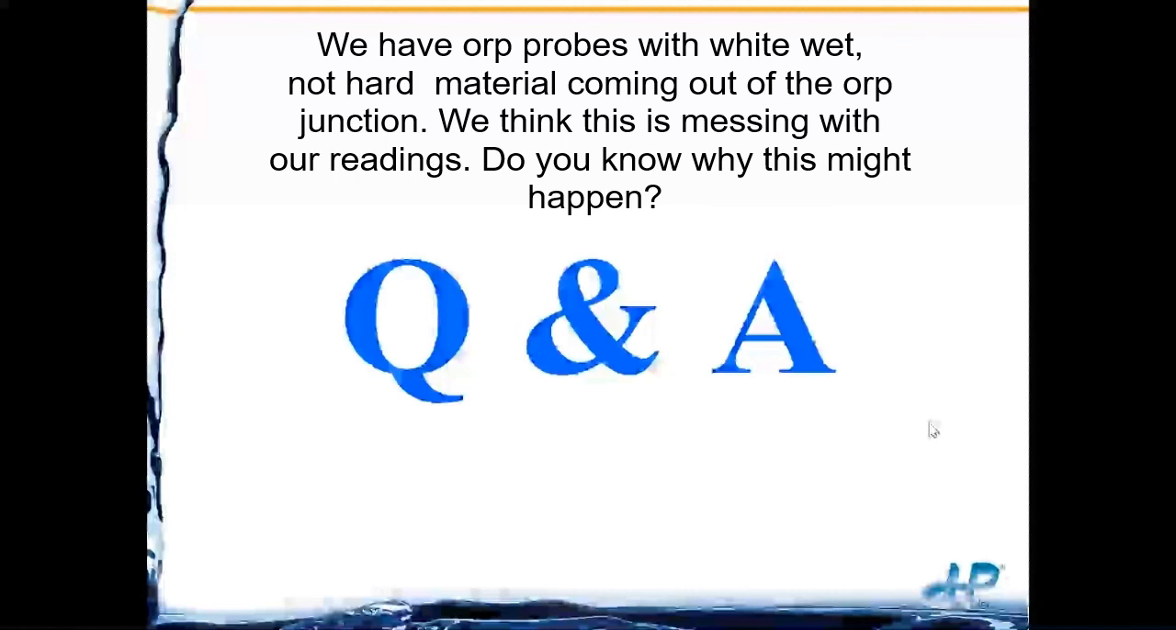Okay, so next question here is, we have ORP probes with white, wet, not hard material coming out of the ORP junction. We think this is messing with our readings. Do you know why this might be happening? Yeah, my guess is it's the KCl solution that's coming from the inside of the probe out, and then it's reacting at that point with your process.